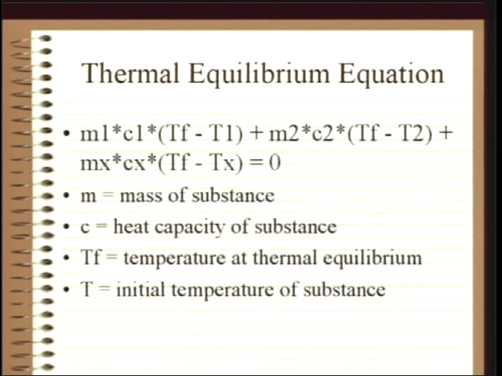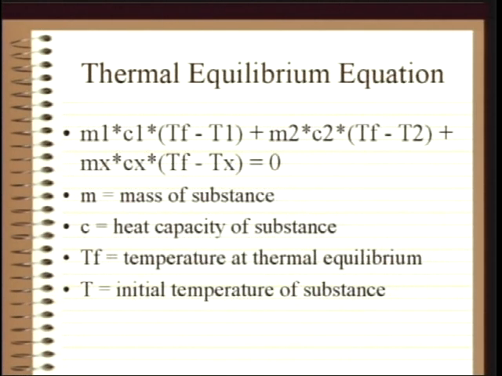There's an equation for thermal equilibrium, and this equation should be given in the book, and there's some explanation on it there, but I'm going to go into more detail in this lecture. The M in that equation is for mass, and the C is for the heat capacity. So the amount of heat transfer is going to depend on the mass of the substances that we're dealing with, the heat capacity of each of those substances, and then the temperature difference. The TF is the temperature once thermal equilibrium is reached, and T is the initial temperature of the substance.